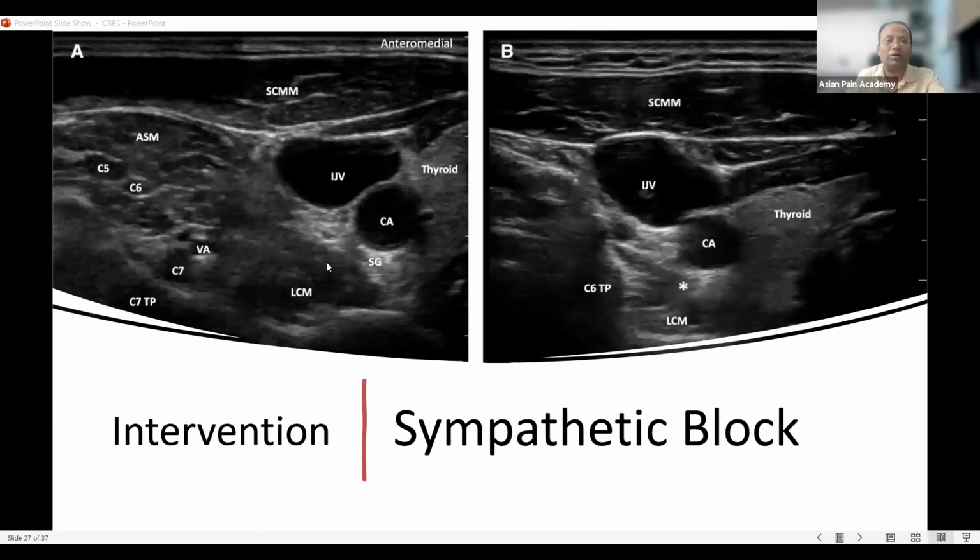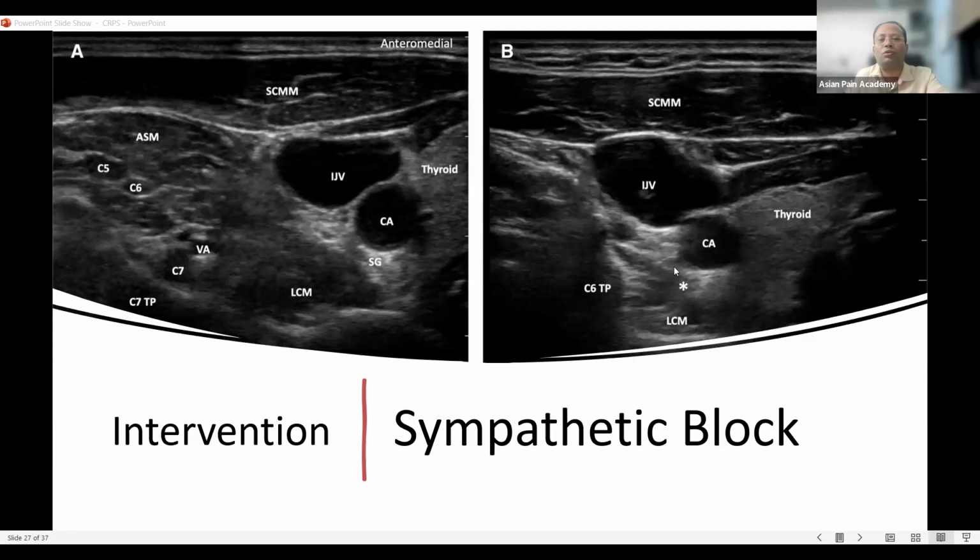Intervention, sympathetic block. So you can understand this is C7. We can see the C7 nerve root, the vertebral artery. This is the longus colli muscle, and the stellate ganglion is here. Here or here doesn't matter. It is just under the capsule of the longus colli. And this is the C6 area.